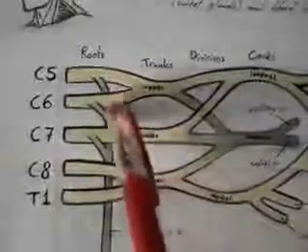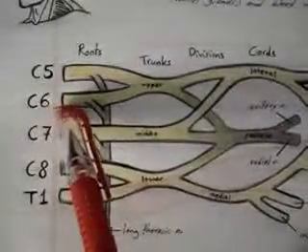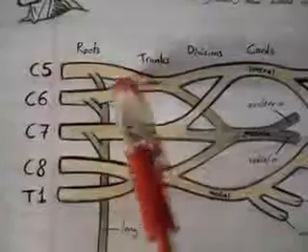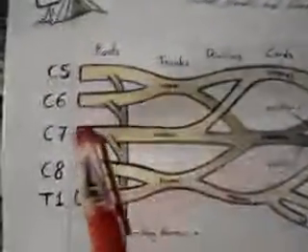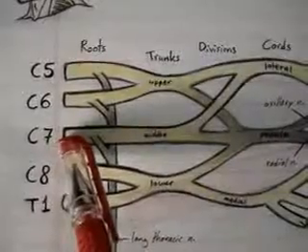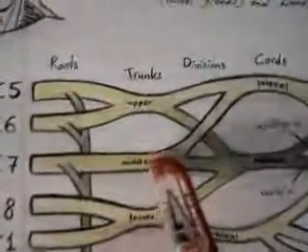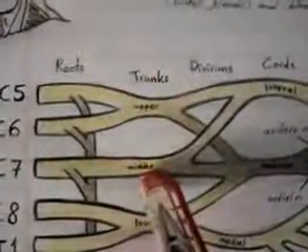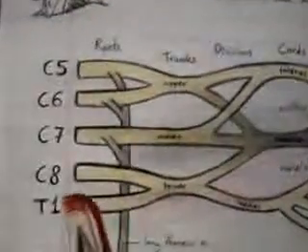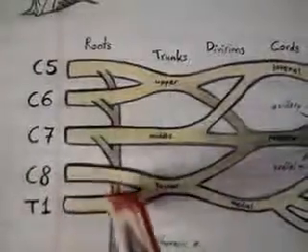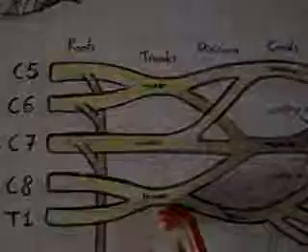As you can see, the roots of C5 and C6 combine together to form the upper trunk. Root of C7 continues as middle trunk. It doesn't combine with anything, stays alone. Middle trunk. And roots of C8 and T1 combine to form the lower trunk.